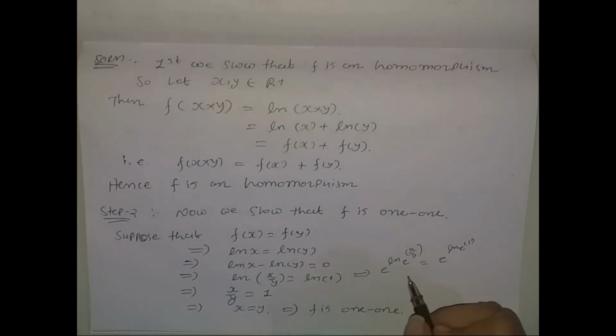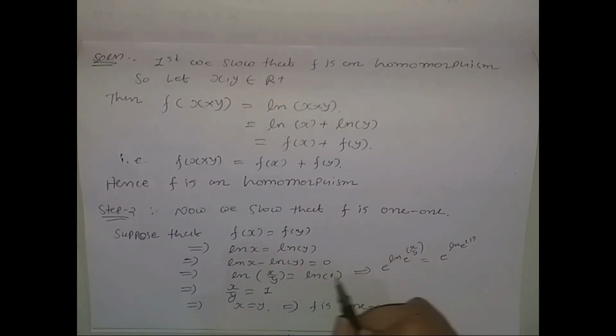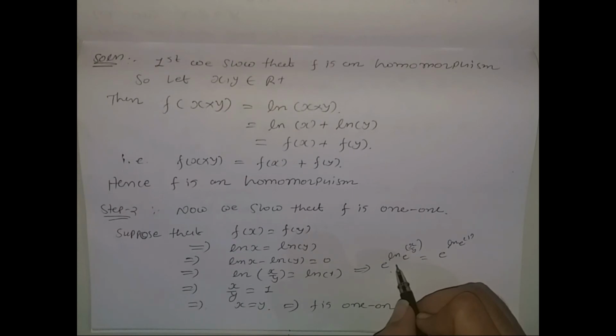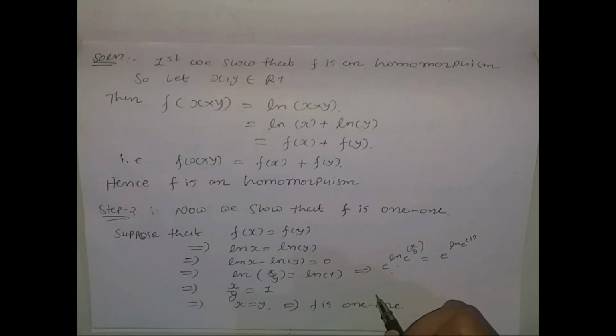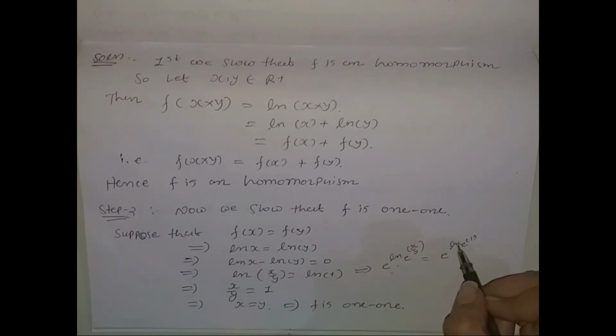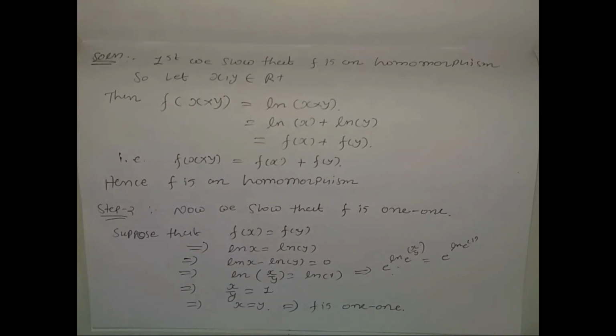We will do this step. The log cancels out, which means this step is hidden. So we get x upon y is equal to 1. e raised to log e base xy is equal to x upon y, and e raised to log e base 1 is equal to 1. So x is equal to 1. That is, two images are the same, so we get that the two elements are also the same. So f is one-one.